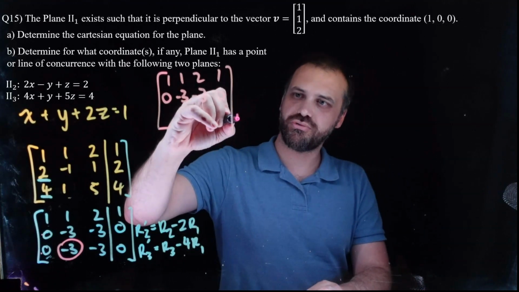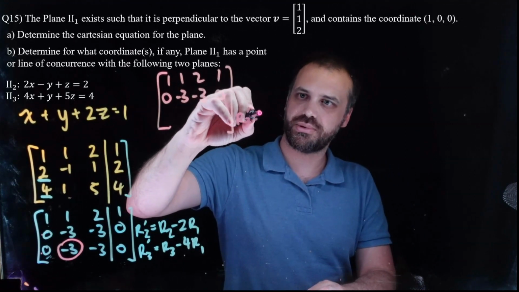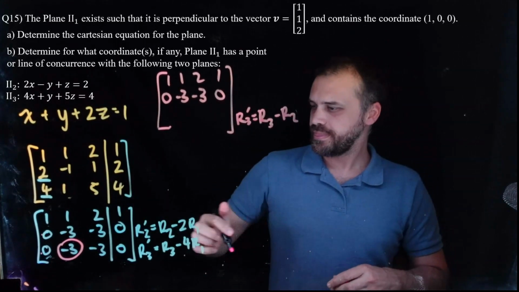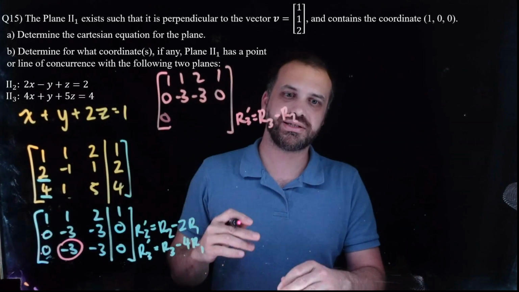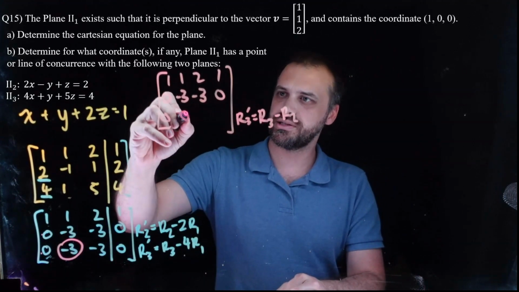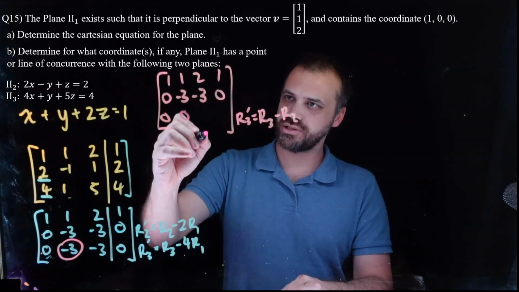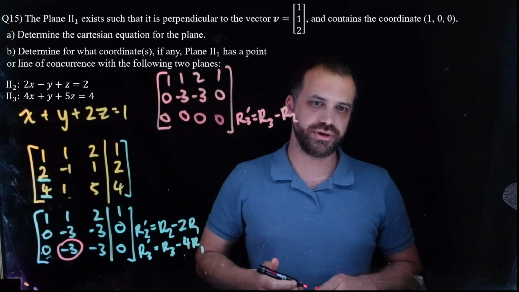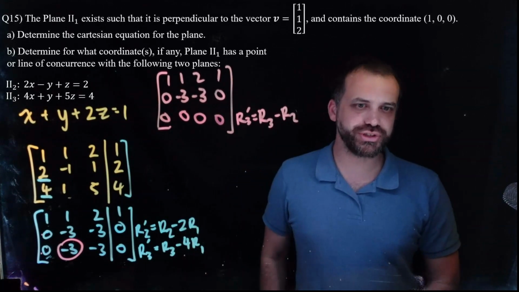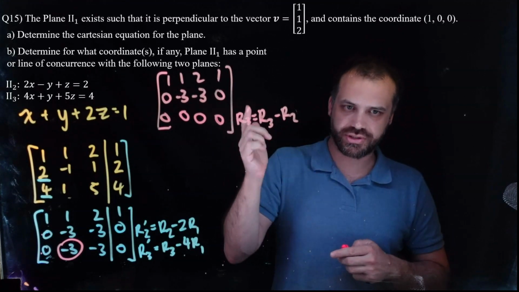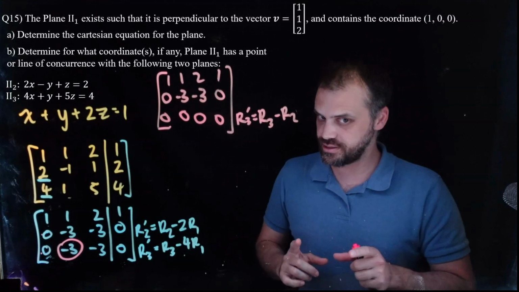So my new row 3 is going to be equal to row 3 minus row 2. 0 minus 0, no surprises there, 0, it should always work that way. Negative 3 minus negative 3, 0. Negative 3 minus negative 3, 0. 0 minus 0, 0. Interesting. A completely full row of zeros: 0, 0, 0, 0. You know what that means.